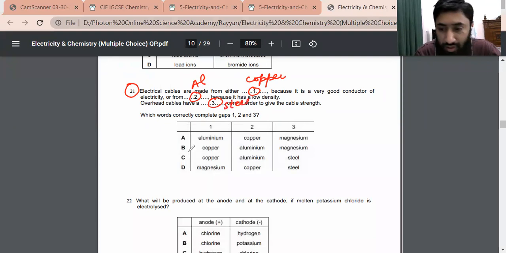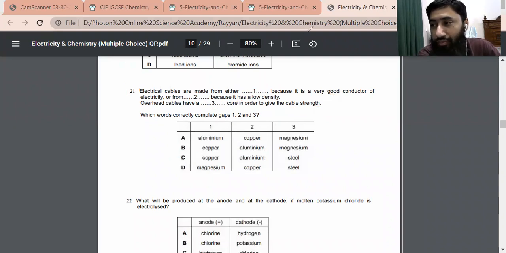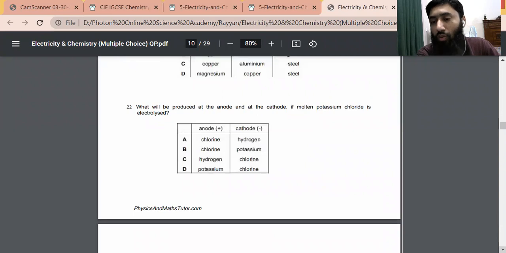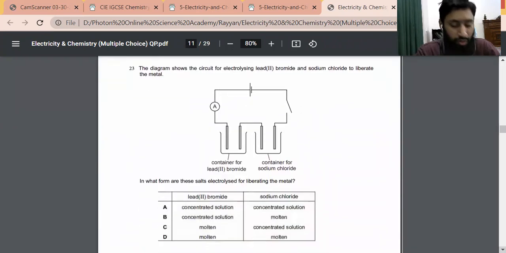So the answer of 21 is C, because copper is a very good conductor. Aluminium has low density, and steel gives strength. So this is the pattern. What will be produced at anode and cathode if it is molten? In case of molten, we don't need to think much. So going towards question number 23.